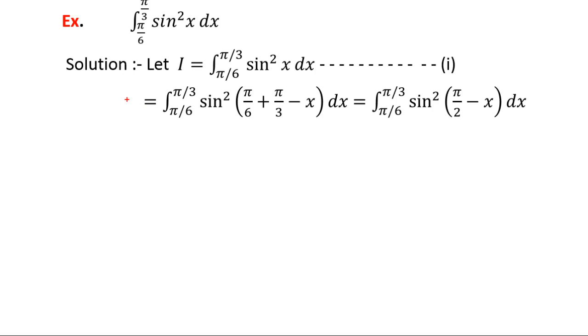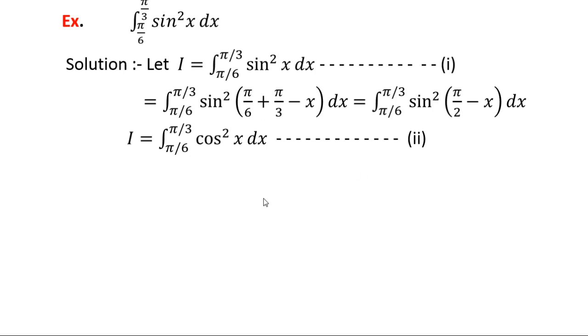This value of this integral will also be equal to the integration in the first line. So I is equal to this. Now this pi by 6 plus pi by 3, that is 30 degrees plus 60 degrees, 90 degrees, which is pi by 2. Or you can take the LCM and simplify that. Sin square pi by 2 minus x is cos square x. So integration of sin square x between limits pi by 6 to pi by 3 is the same as integration of cos square x between limits pi by 6 to pi by 3.